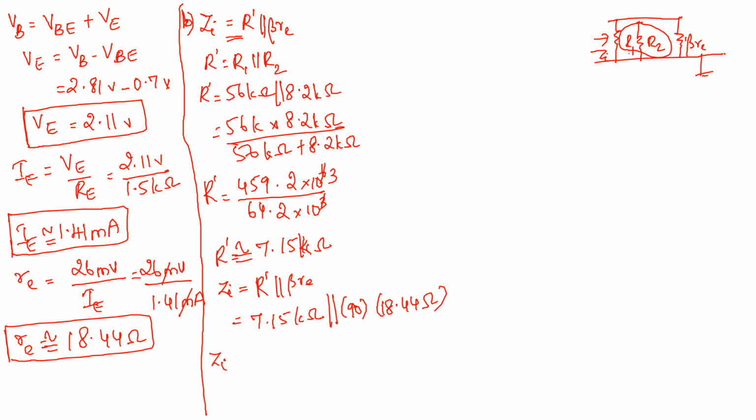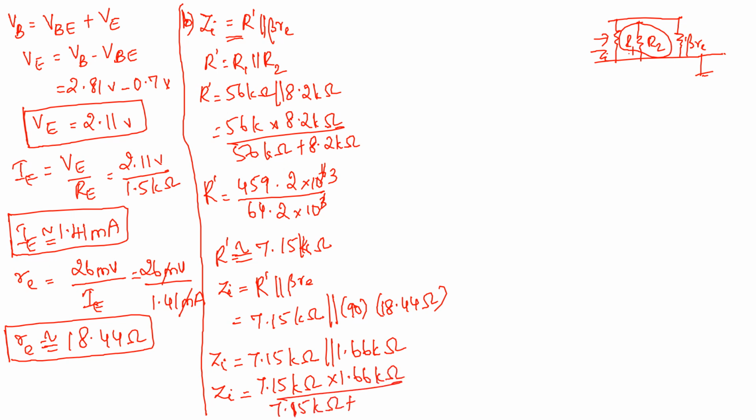So Zi will be equal to 7.15 kilo ohm parallel to 1.66 kilo ohm, right? So Zi will be equal to, applying the formula, 7.51 kilo ohm into 1.66 kilo ohm divided by 7.15 kilo ohm plus 1.66 kilo ohm.